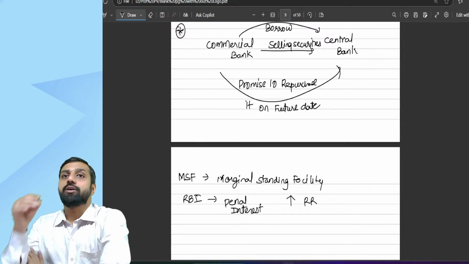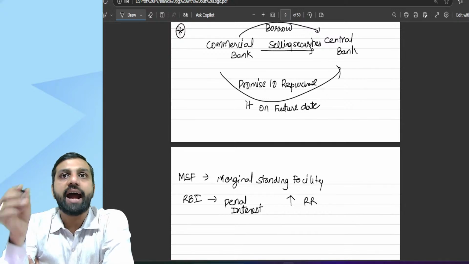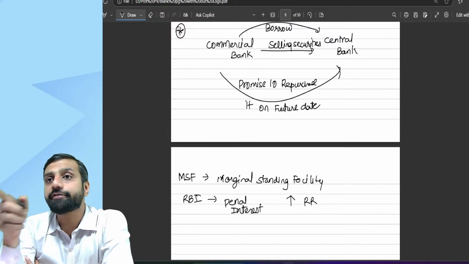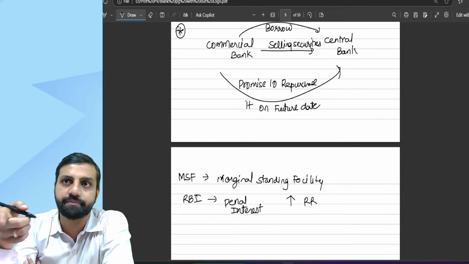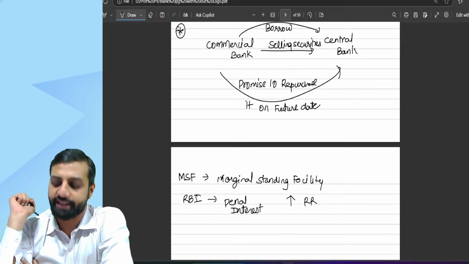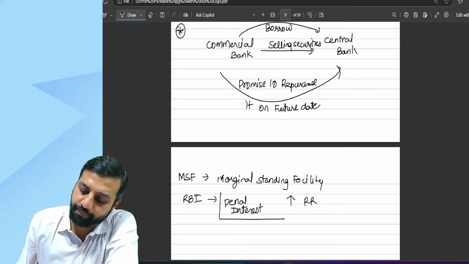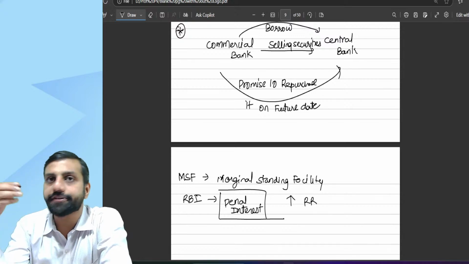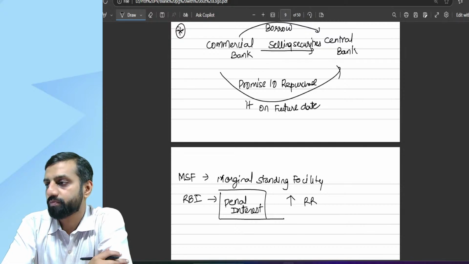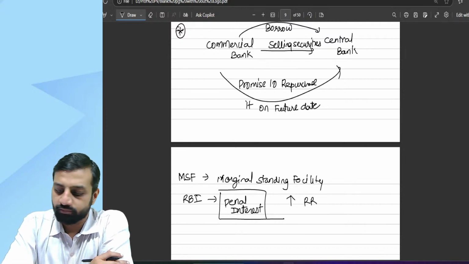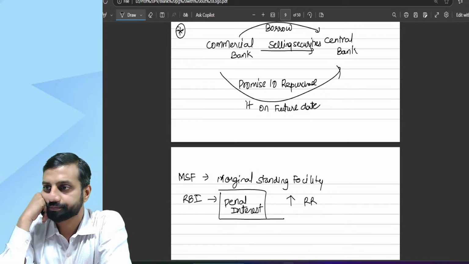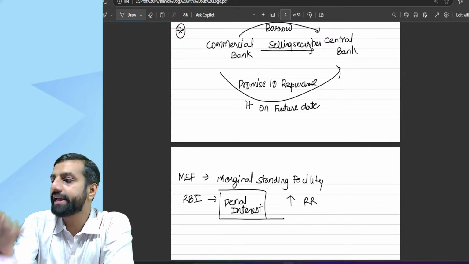So the rate over and above the repo rate at which a commercial bank will borrow money from the central bank after utilizing its repo option is called MSF, marginal standing facility. It is also called a penal rate of interest, where the rate of interest will be higher than the repo rate of interest. So we are done with one more concept, Surya, that is MSF. Anything else that I can help you with?